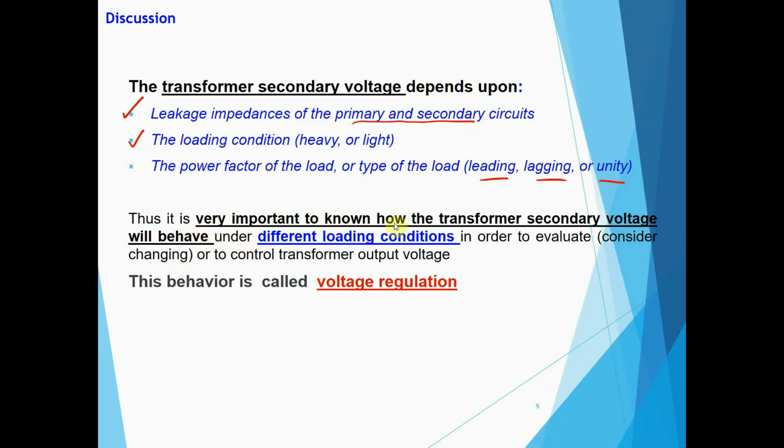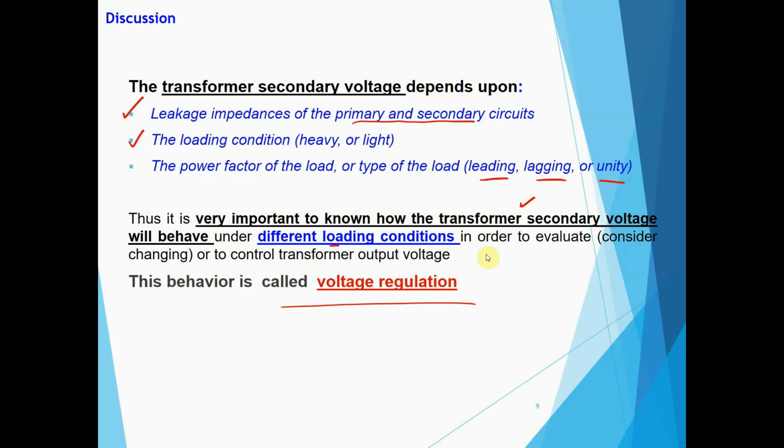Now, it is very important to know how the transformer secondary voltage behaves under different loading conditions. This is the purpose of voltage regulation, in order to evaluate or control the transformer output voltage. It's important for us to know the effect of the different loading conditions on the secondary, so that we can control. We can say, okay, this load will give a bad effect on the secondary of the transformer, so we can minimize it, or we can adjust something in our load, right?